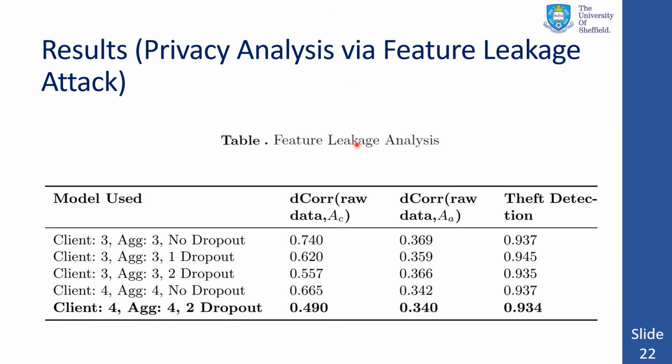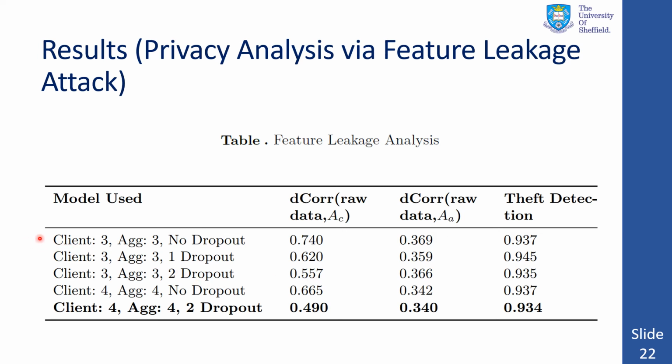Here are the results of the distance correlation. In the second column, we've measured the distance correlation between the raw data and the activations or the output sent by the client. In the third column, we've measured the distance correlation between the raw data and the activation or the output sent by the aggregator. And in all of our cases, we tried to monitor the theft detection because we don't want to compromise theft detection while we're lowering the distance correlation.